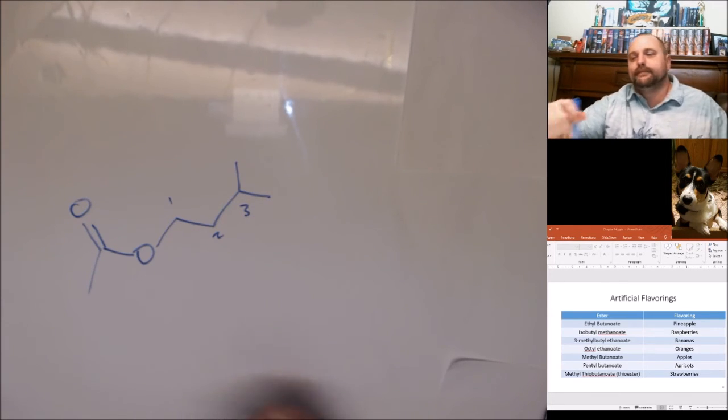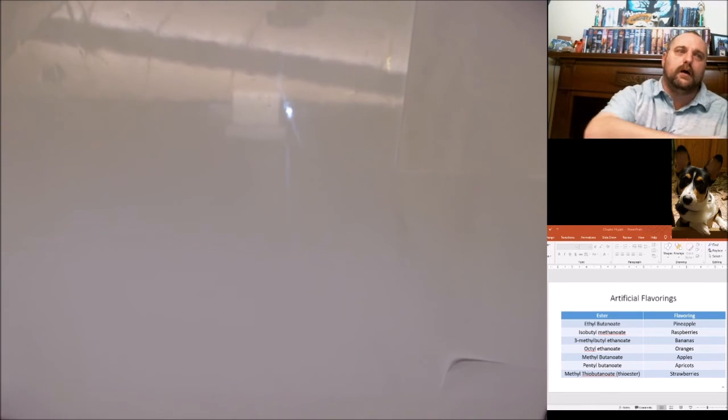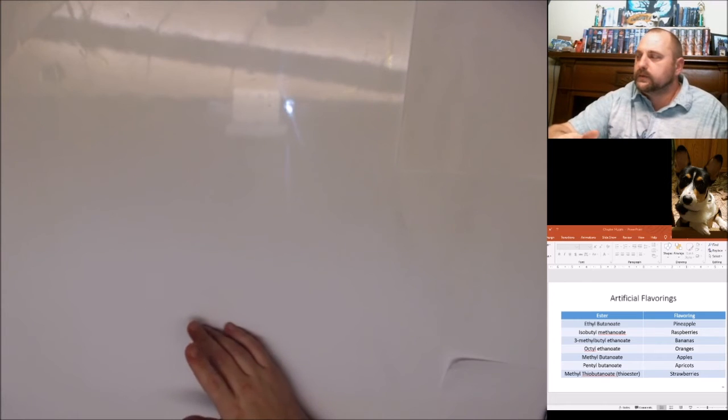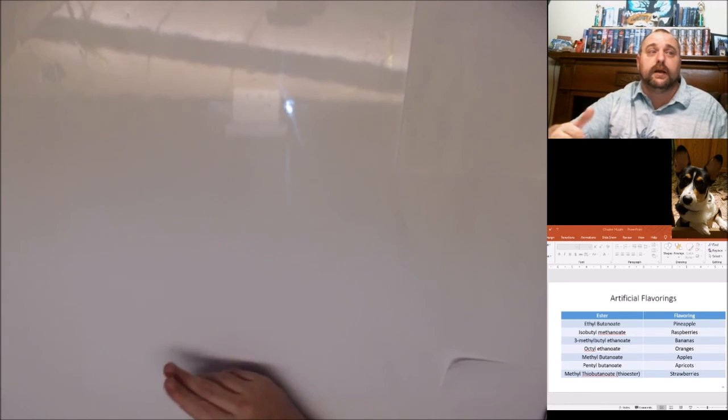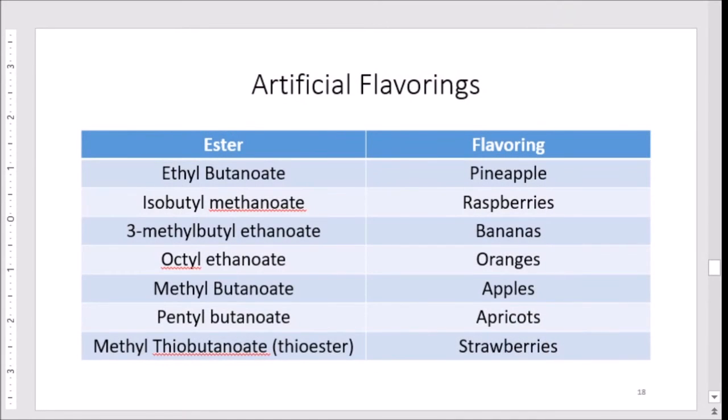And so you can see how this would be bad. All right, and so that compound, nice and easy, not too bad though. So octyl ethanoate. So again, starting with acetic acid, vinegar, and we're going to be adding an octyl group, and it gives us this orange flavoring. All right, so that's not too bad.